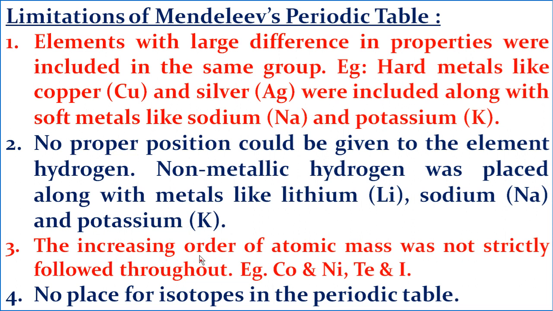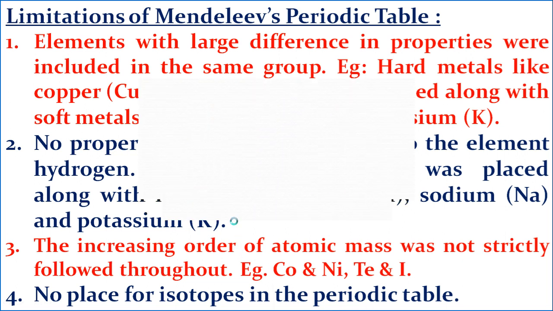Then the increasing order of atomic mass was not strictly followed throughout. For example, cobalt and nickel, tellurium and iodine. The last one: no place for isotopes in the periodic table. For example, the isotopes of hydrogen are protium, deuterium and tritium, but it has only hydrogen, placed in the first group. No place for isotopes in the periodic table.